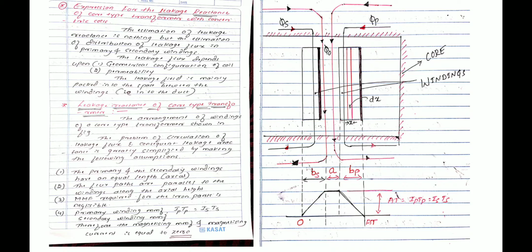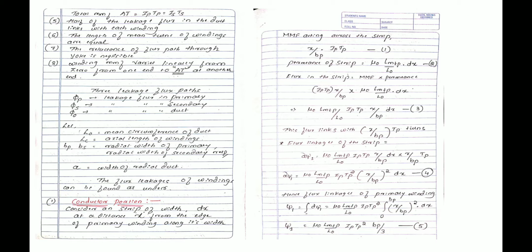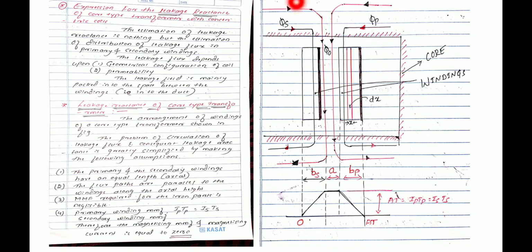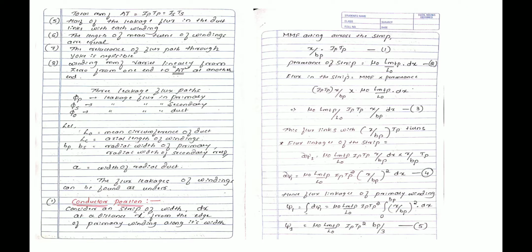With respect to this diagram, these are the representations. There are three leakage flux paths, as I told here. One is the primary leakage flux path, represented by phi p, and the secondary leakage flux path, phi s. And one more is the space between these two windings, which is called the duct. Through this duct also some portion of the leakage flux will be there, represented by phi naught. The flux in primary, flux in secondary, and leakage flux in the duct. Okay, these things are clear.